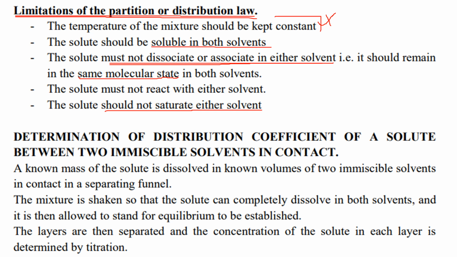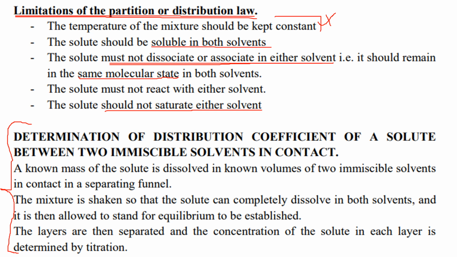Now we are going to look at experiments on how to determine the partition or distribution coefficient. Experiments for physical chemistry are one of the easiest because after reading the experiment, you should imagine it in your head. As you are reading experiments, try to imagine yourself practically doing it so that you can easily remember each and every line of the experiment.